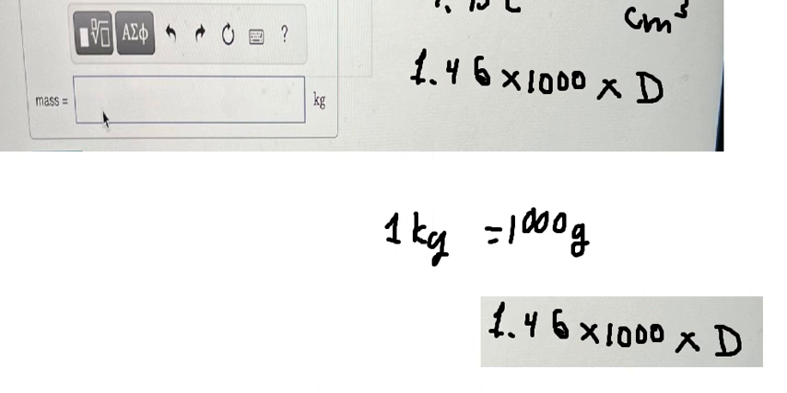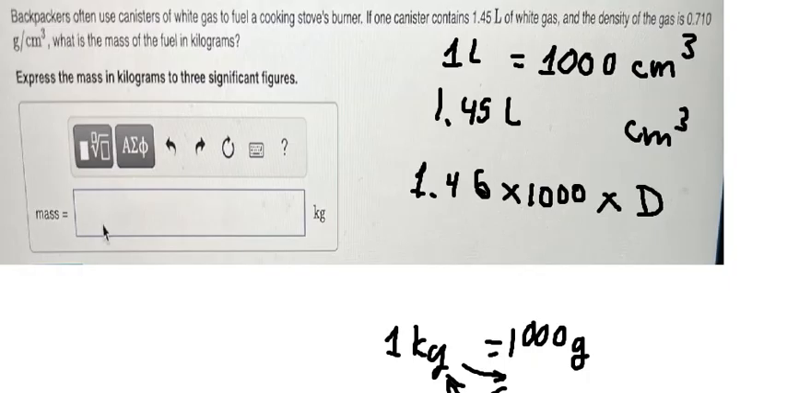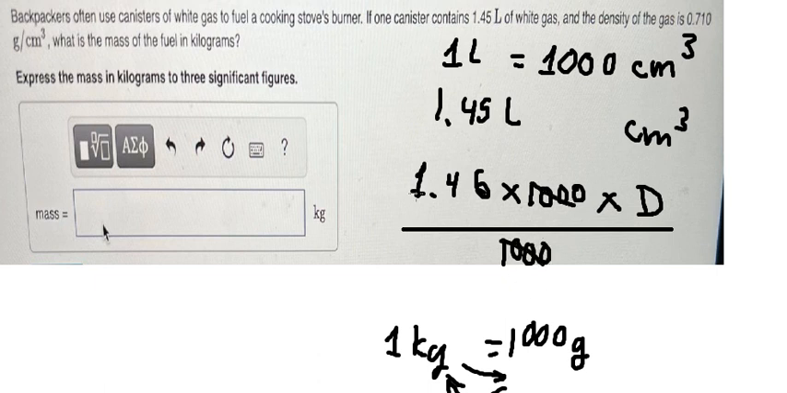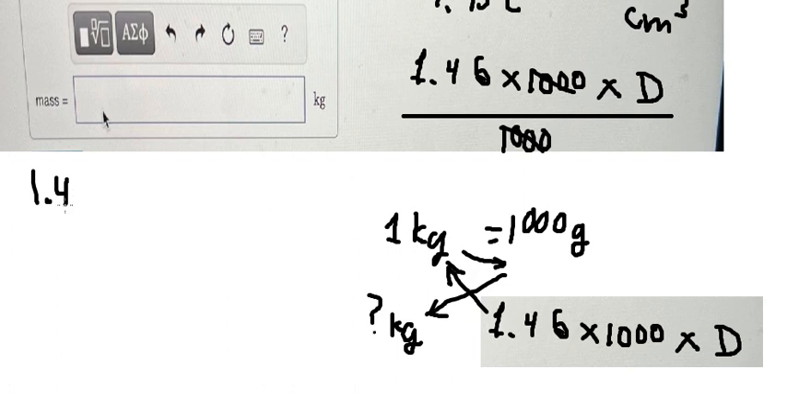So we need to multiply by 1, and later divide by 1000. Then you get kilograms in here. So that means we just divide by 1000. And if we look carefully, we have 1000 and 1000. So we just use 1.46 multiplied by 0.710. You got the answer.